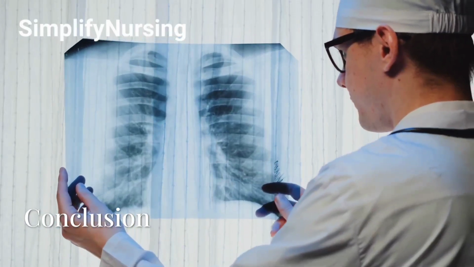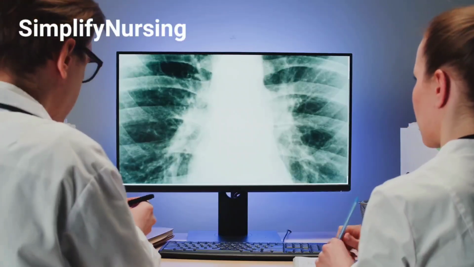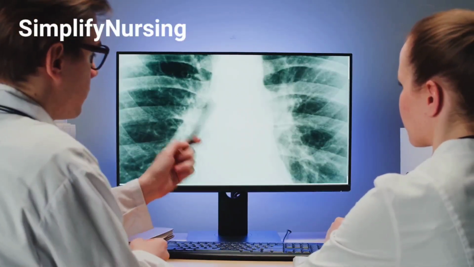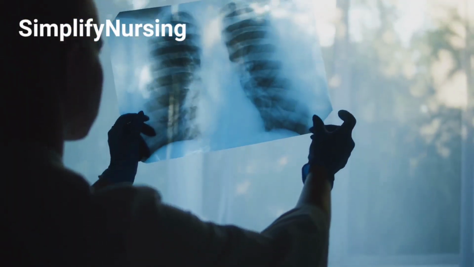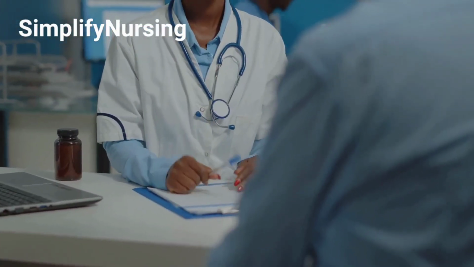Pneumonia is a serious respiratory condition that requires timely diagnosis and appropriate treatment. Awareness of symptoms, preventive measures, and understanding the disease's implications are vital for managing health effectively.